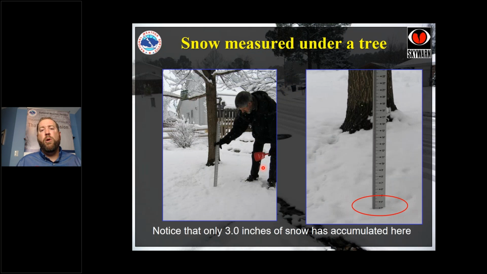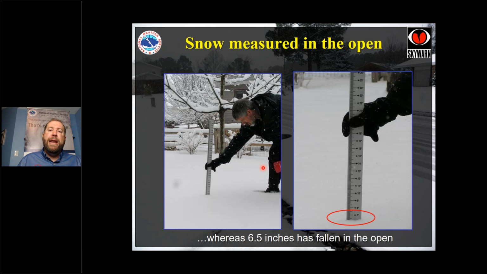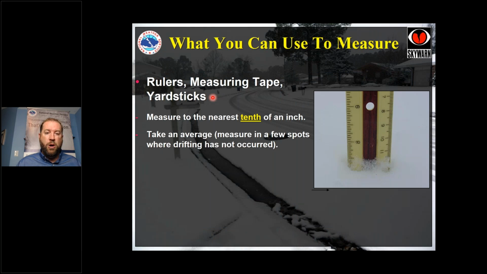Some things you want to avoid. You want to avoid measuring under a tree. This gentleman's measuring snow. 3 inches of snow seems like a fantastic measurement. But as he walks to the middle of his yard, he measures 6.5 inches of snow. Why is that different? Look at the tree. You see the tree holding, clinging to some of that snow. Measurements under a tree are inaccurate because some of that snow is stuck up in the tree itself. So you want to be in an open area away from tall objects like trees and also your home.